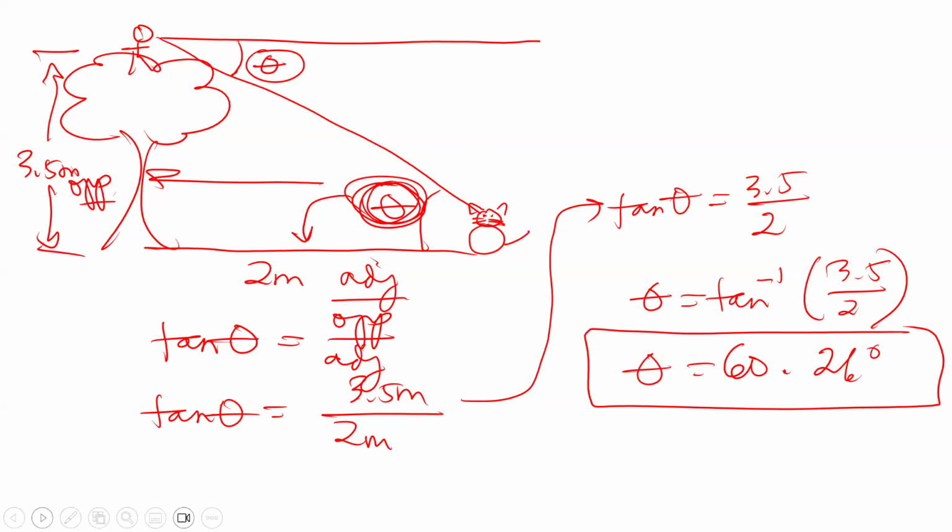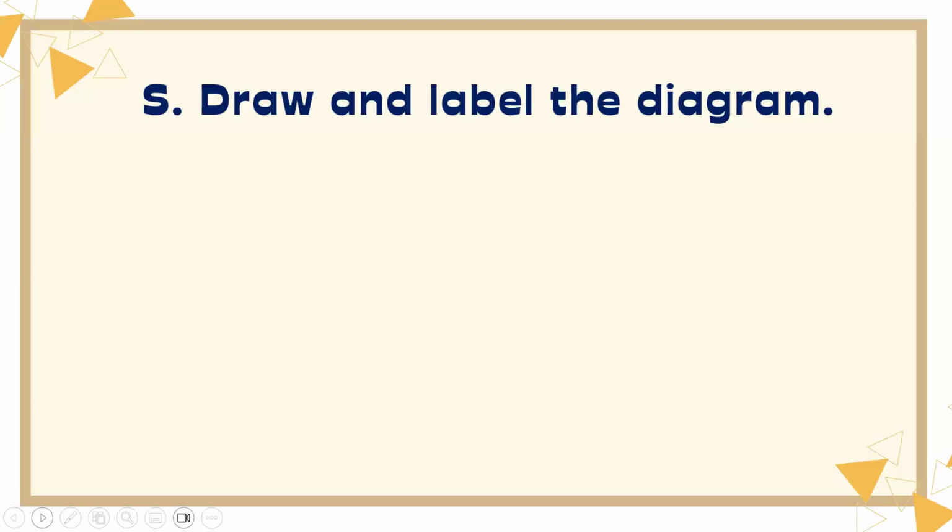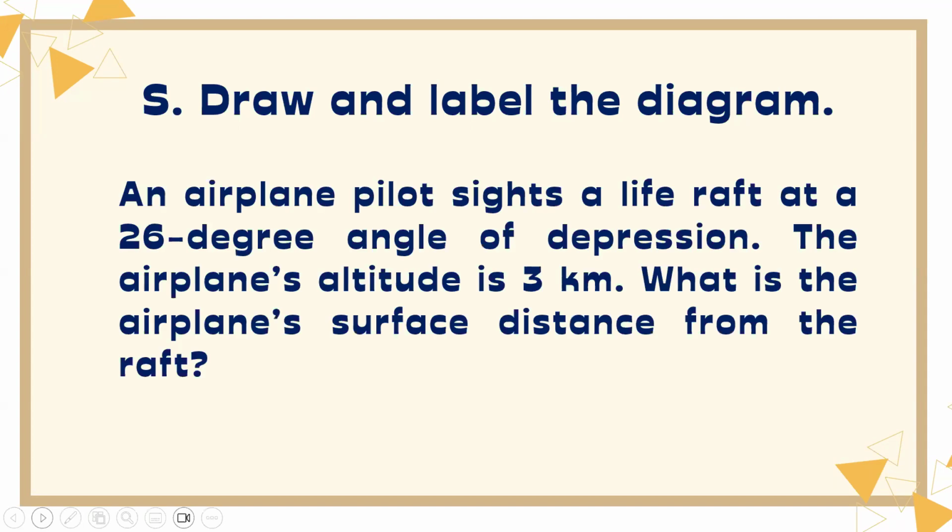Very good, students. For our last problem, let's read this all together. An airplane pilot sights a life raft at a 26-degree angle of depression. The airplane's altitude is 3 kilometers. What is the airplane's surface distance from the raft? This will be your seat work. Everybody get your papers and try to solve this problem.